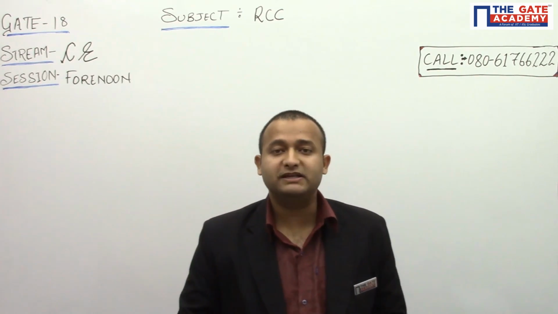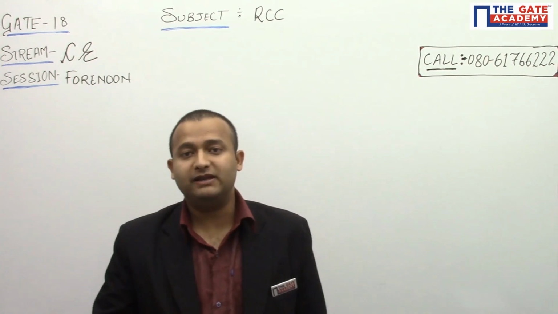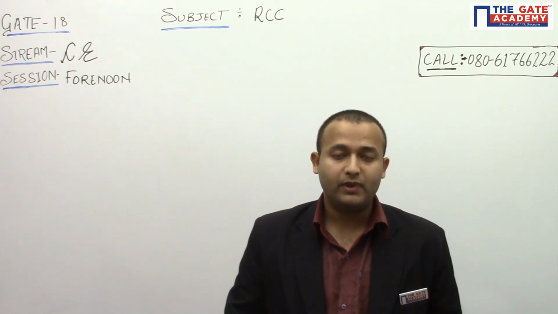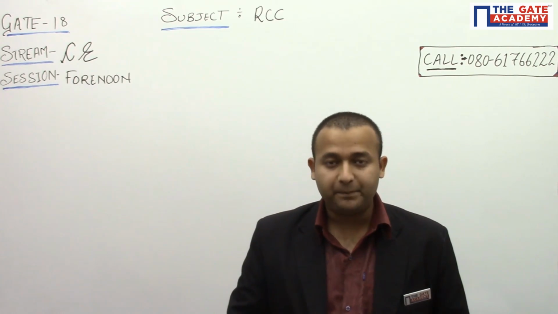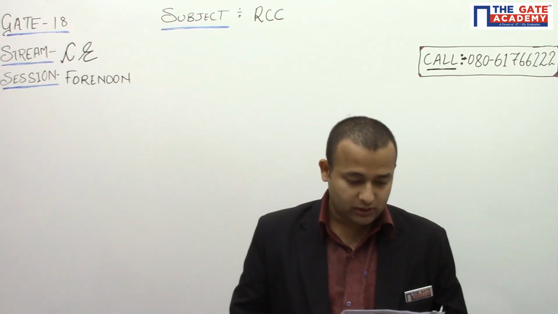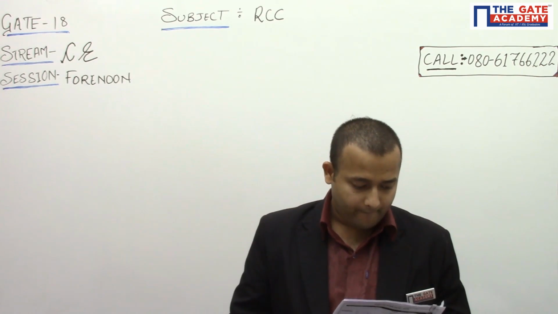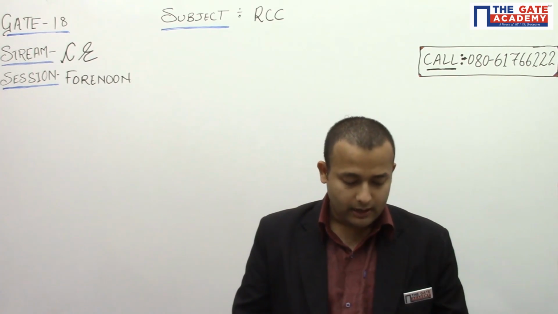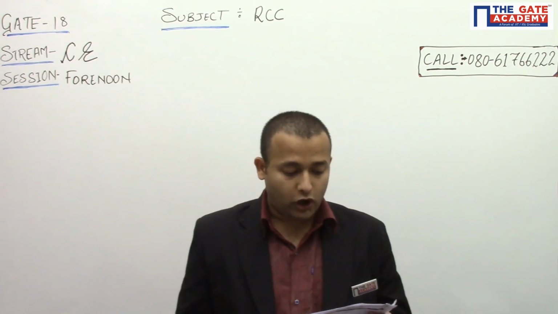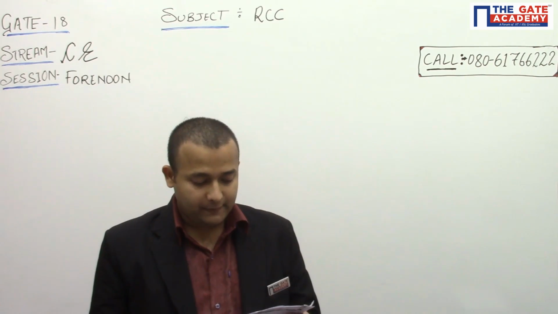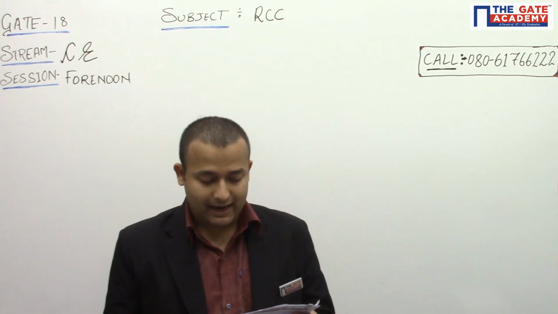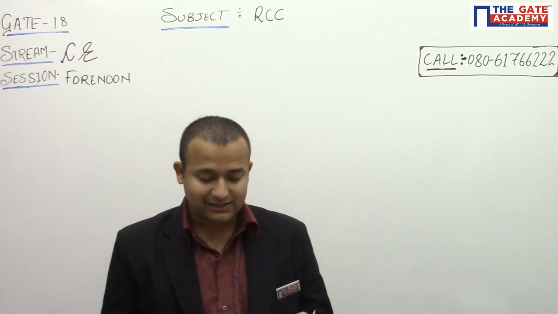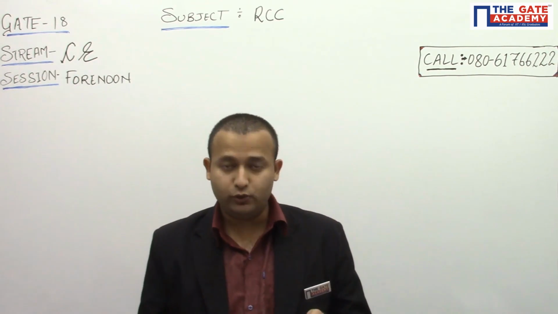Friends, this is a memory-based question from reinforced cement concrete asked in GATE 2018 in civil engineering in the forenoon session. The question was asked for 1 mark. The question is: a steel column of ISHB 350 at the rate of 72.4 kg per meter is subjected to a factored axial compression load of 2000 kilonewton.